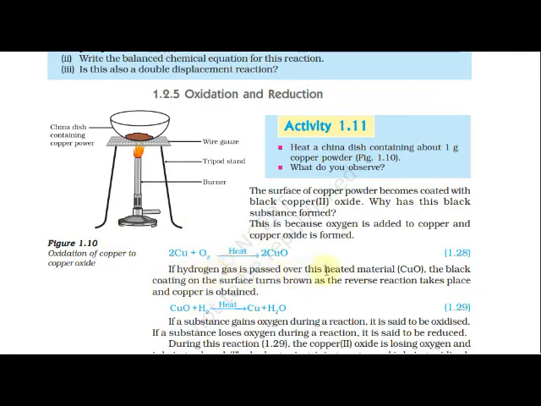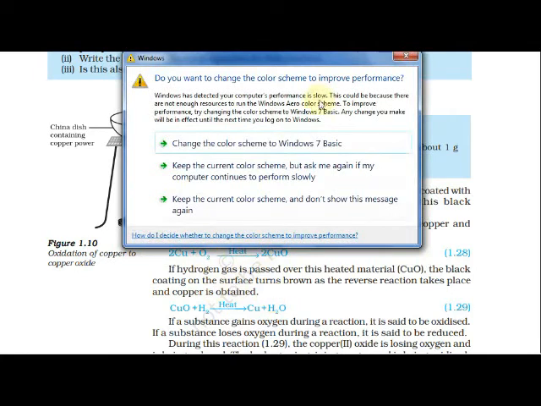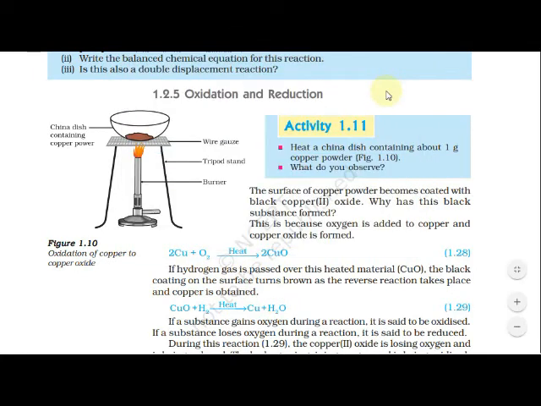If hydrogen gas is passed over the heated material CuO, the black coating on the surface turns brown as the reverse reaction takes place and copper is obtained. CuO means copper oxide. CuO plus H2 gives Cu plus H2O.